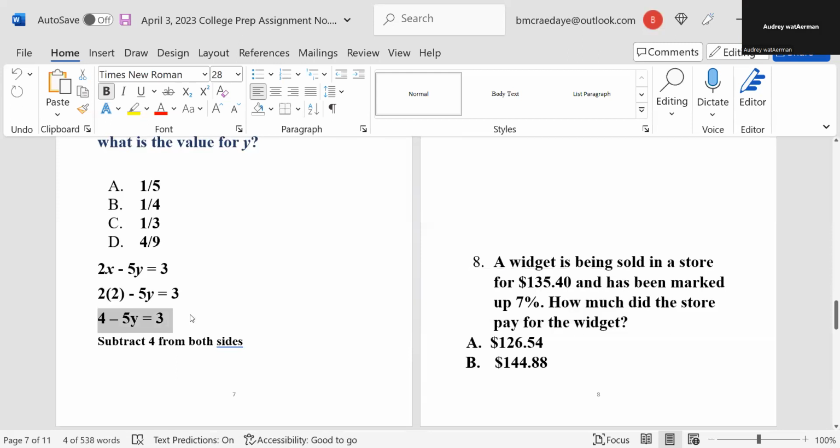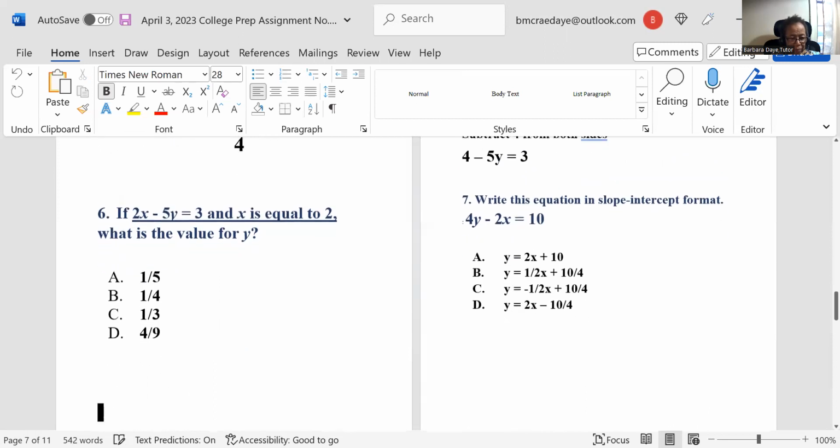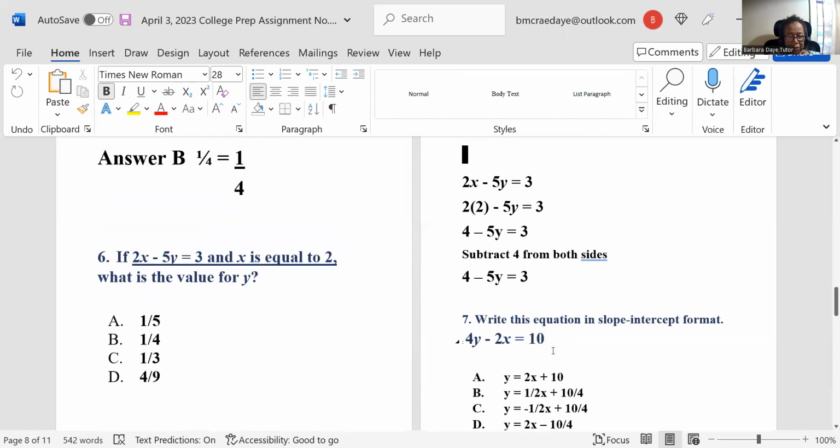This linear equation, you subtracted 4 from both sides. Okay, so let me just put all of that on one screen. Now we're subtracting the 4 from both sides. So that's minus 4 on the left and minus 4 on the right. Now, Audrey, what's on the left? 4 minus 5y minus 4. What would that give you?